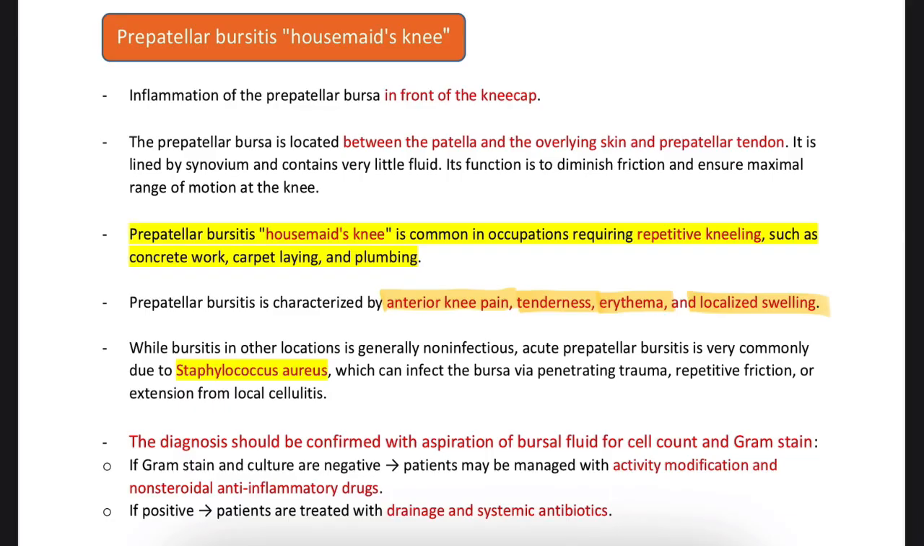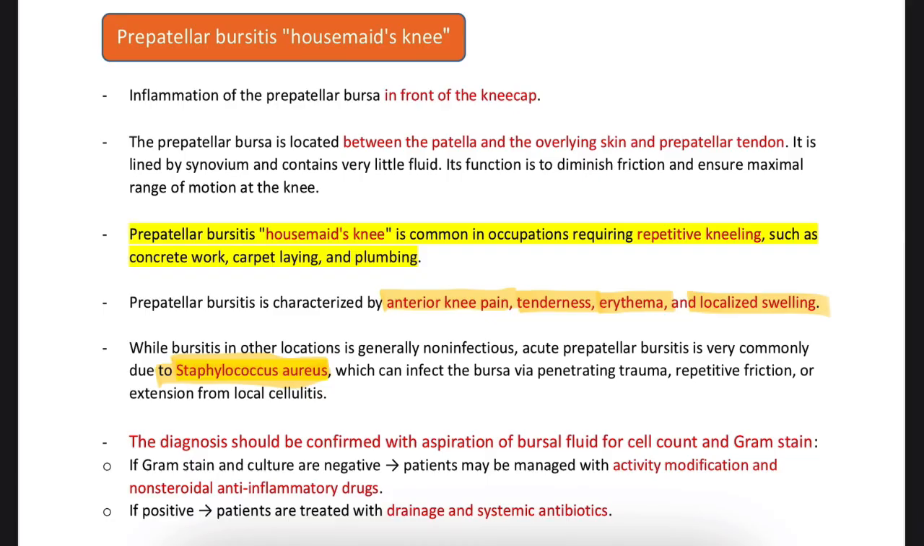The pre-patellar bursa is between the skin and patella. We can see this may be septic, especially due to Staph aureus. How can we diagnose this? If the bursitis is via penetrating trauma, repetitive friction, or extension from local cellulitis, we can see these things.